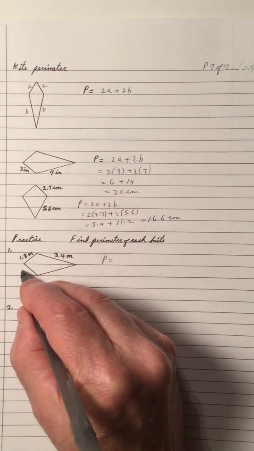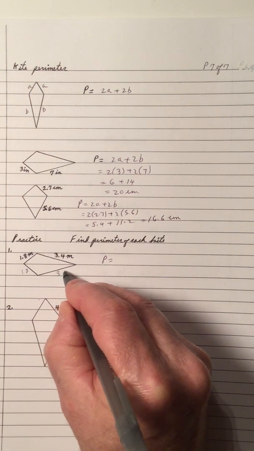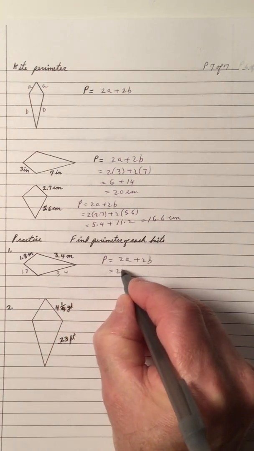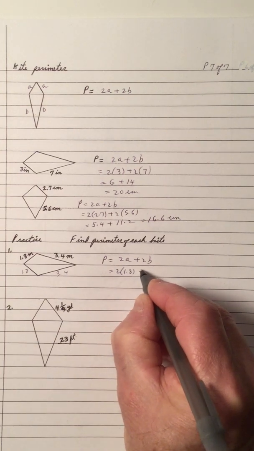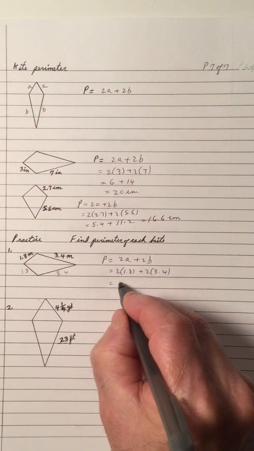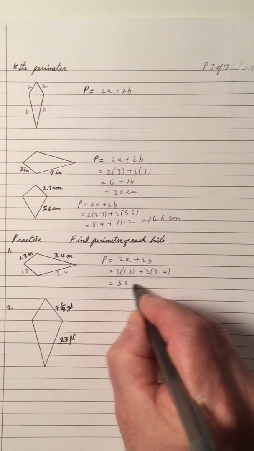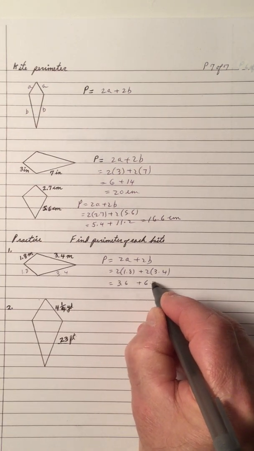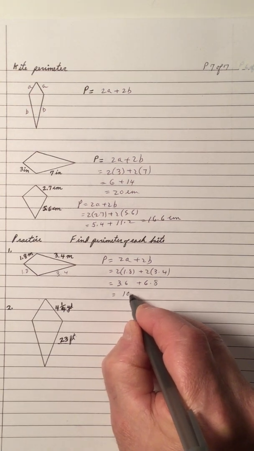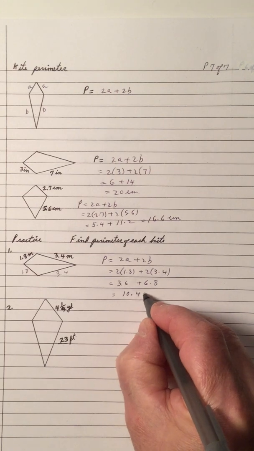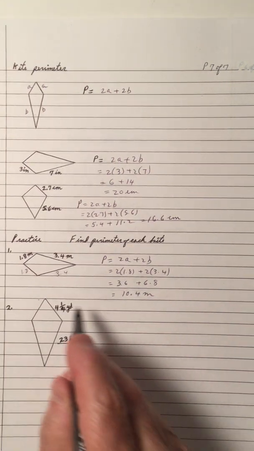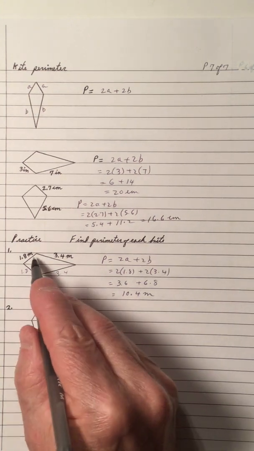So that's a 1.8 right there, and that's a 3.4 there, so that's 2A plus 2B. So it's a 1.8 and a 3.4. That's 3.6, and that's 6.8. And when you add them, you get 10.4, and it's meters. And number 2, we have, oh, be careful.